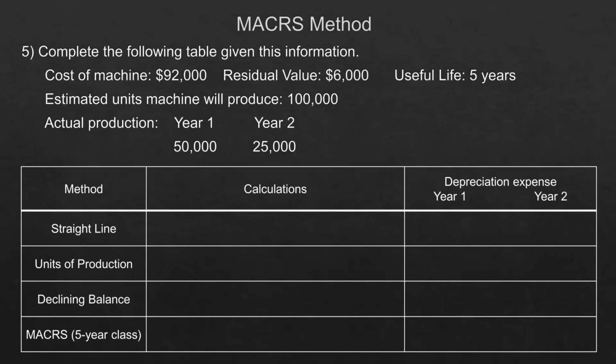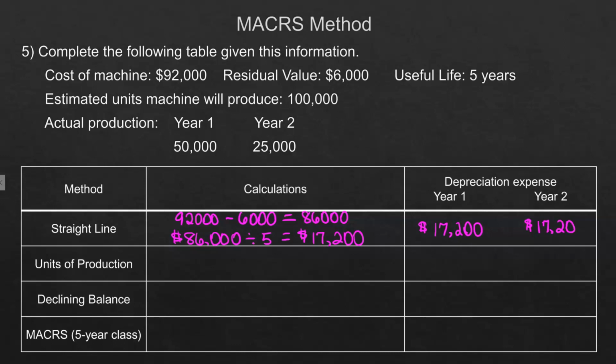On the straight line, we take the 92,000, we subtract 6,000, and that is the amount we can depreciate, right? $86,000. We're going to divide that by 5 years of useful life. I've used 5 years a lot, but it can be different. So each year we take $17,200 in depreciation. And remember, straight line means we do the same thing each year.